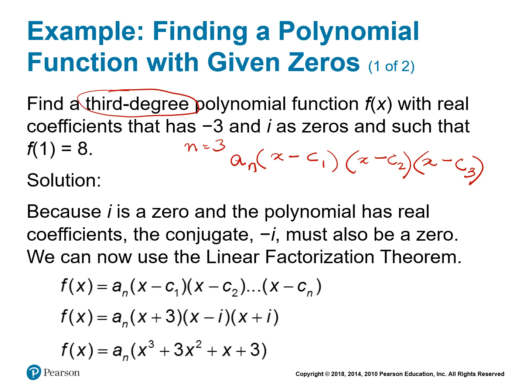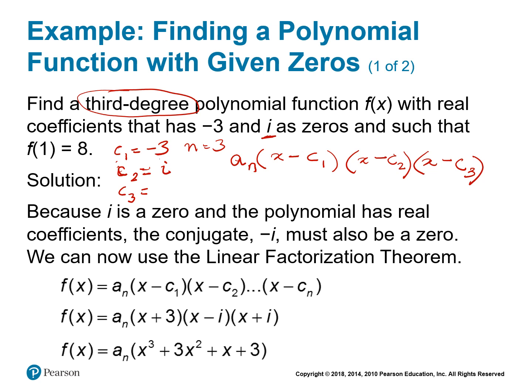And what are the roots given to us? One is -3. So let's say c sub 1 equals -3, and then it says it has i. All right, it has i. So c sub 2 equals i. So we got 2 of our c values. We need another c value, right? Because we have c sub 1, c sub 2, and c sub 3. What about the other c value, the third one?